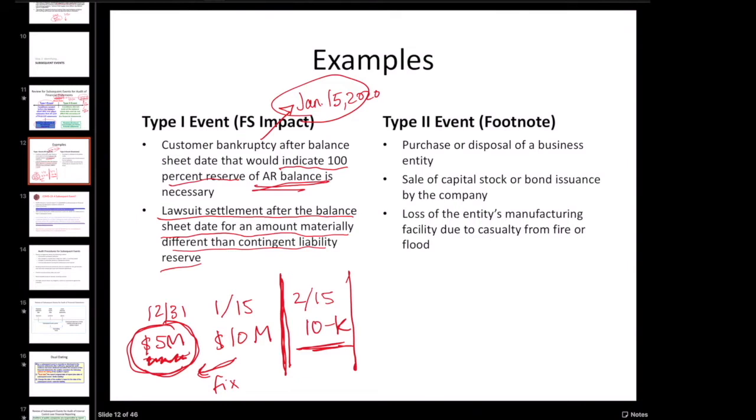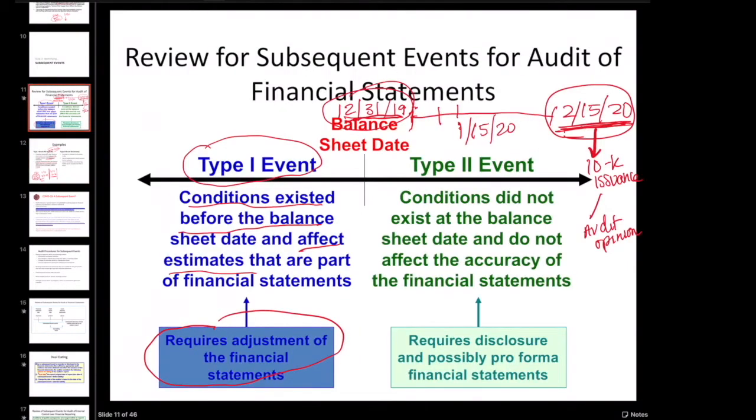Okay, so now we're going to talk about type 2 subsequent events. Type 2 subsequent events are going to happen when we have a condition which is being discovered during this period here, which did not exist at the balance sheet date. It's not something where there's a related AR balance or a related contingent liability balance, so nothing like that. So it didn't exist as of the balance sheet date.